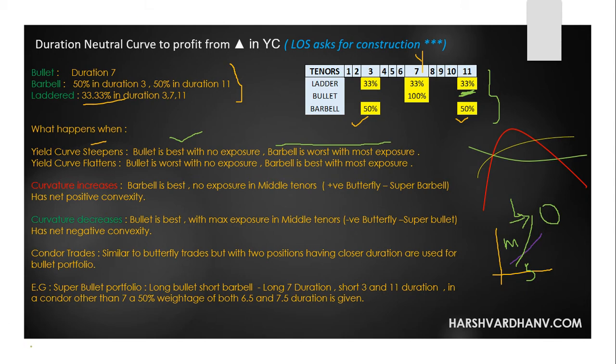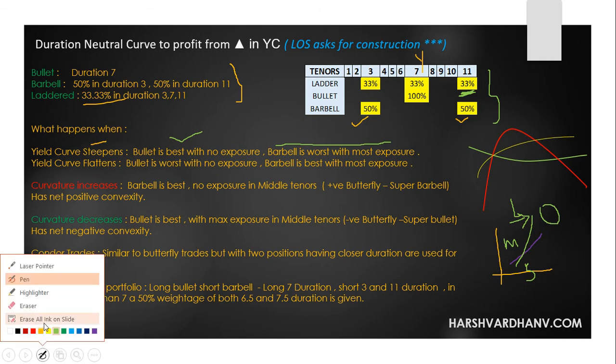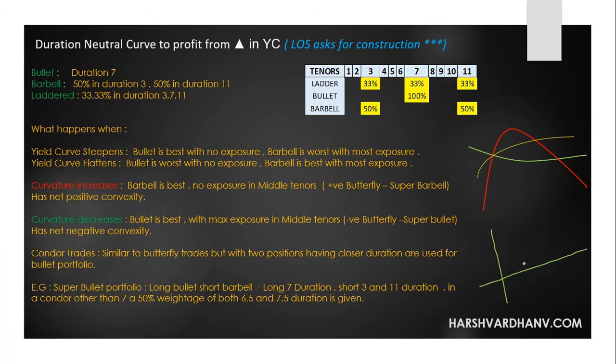Let's take another example where the yield curve is steepening. So we have a yield curve. Now the yield curve steepens. Now what is happening? Here the interest rates are going down. Here the interest rates are going up.